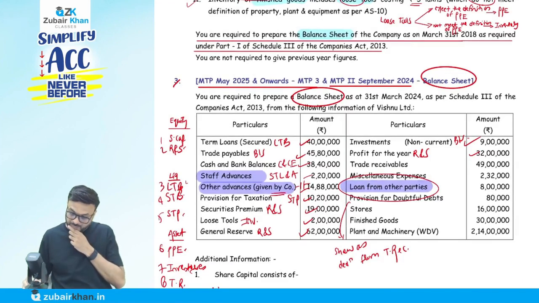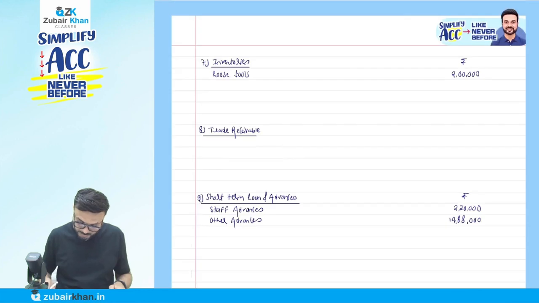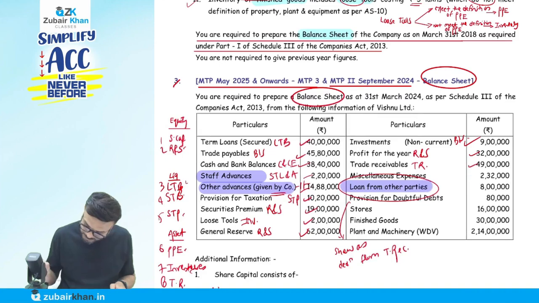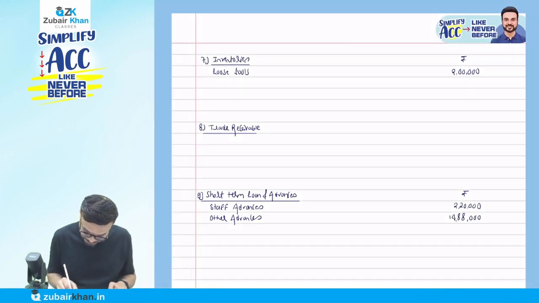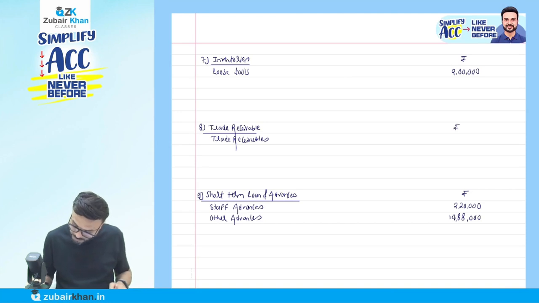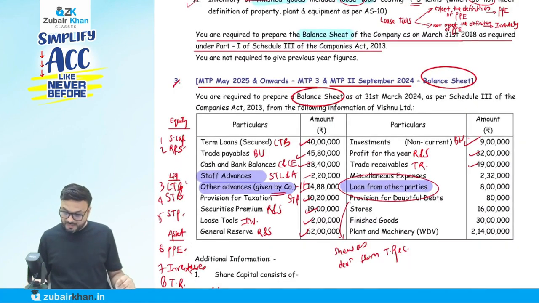Then we have here trade receivable. So it will come under trade receivable. 49 lakh. So trade receivable, notes to account number 8. So write down there trade receivable. How much is the amount? It is 49 lakh. Okay, trade receivable is how much? 49 lakh.